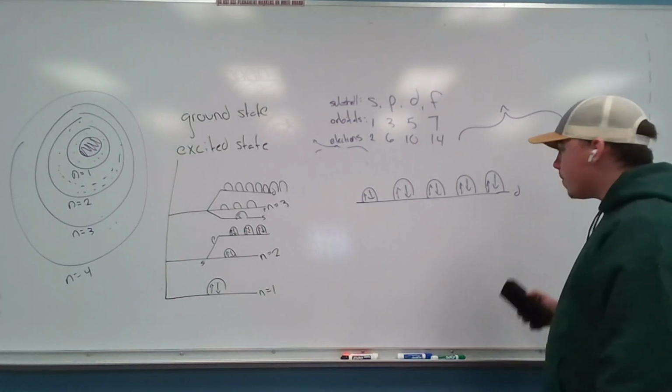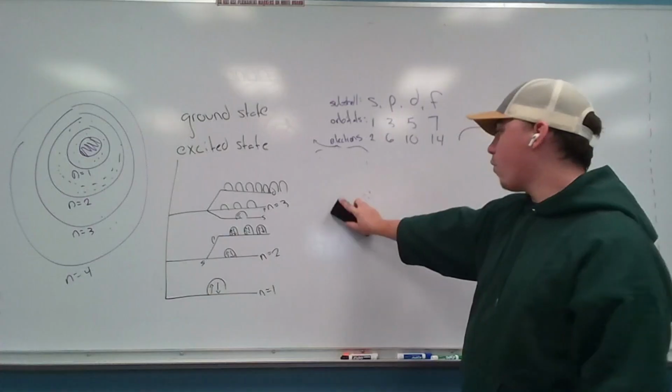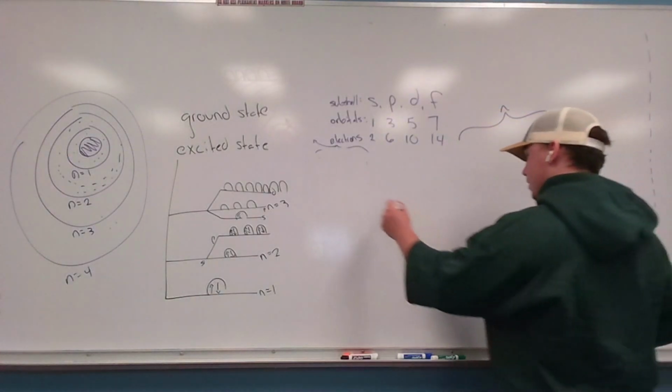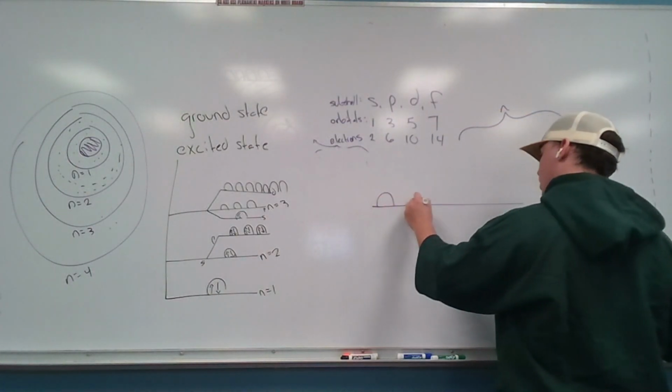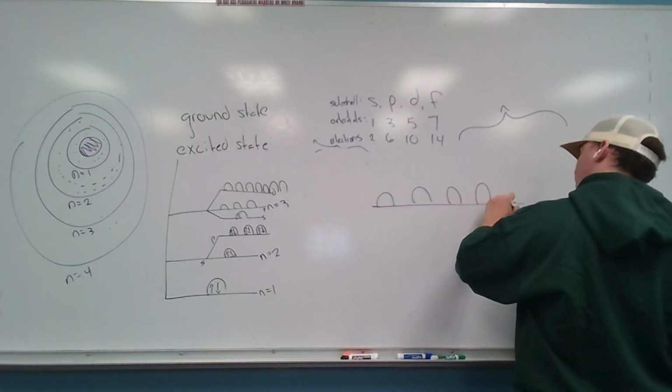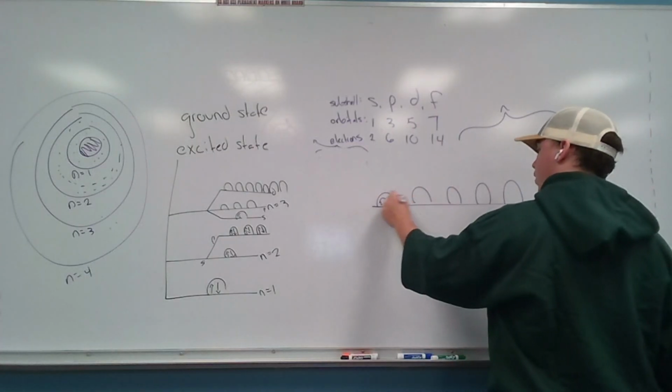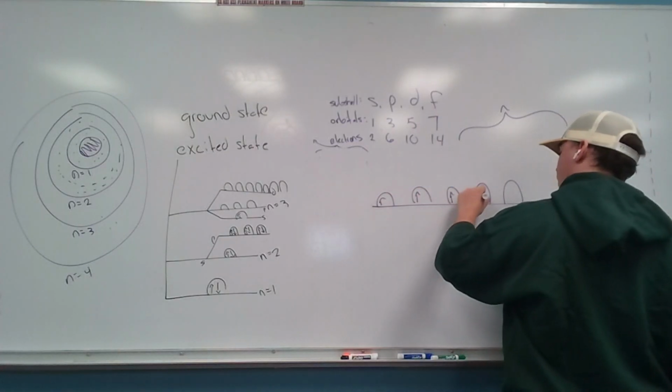Now, what about elements that are barely full or just 1 over? So let's say I have my d orbital and it's 2, 3, 4, 5. And 1, 2, 3, 4.